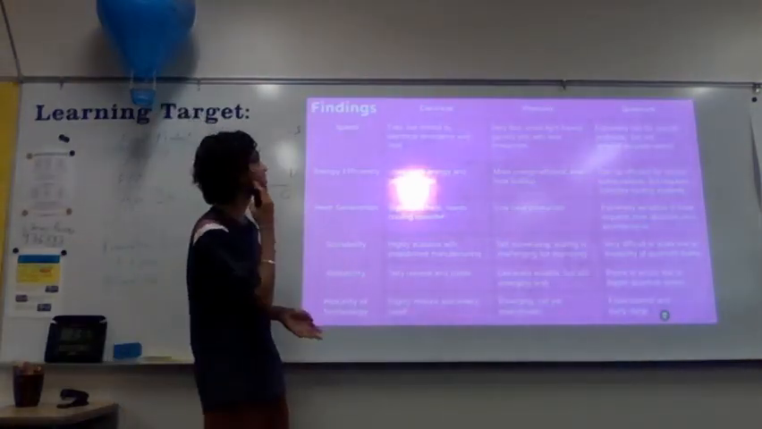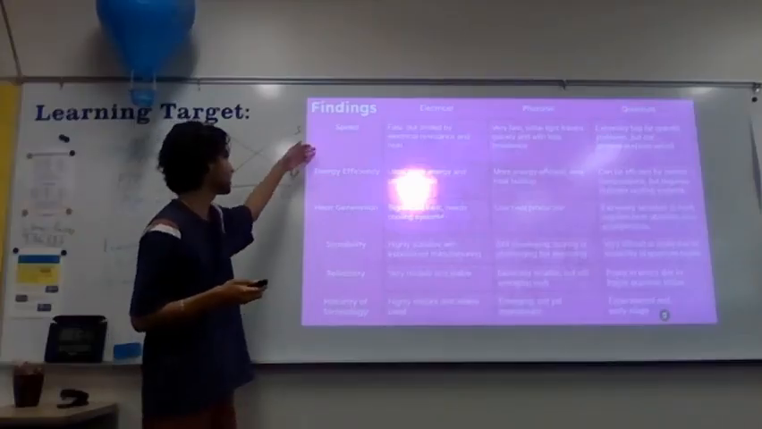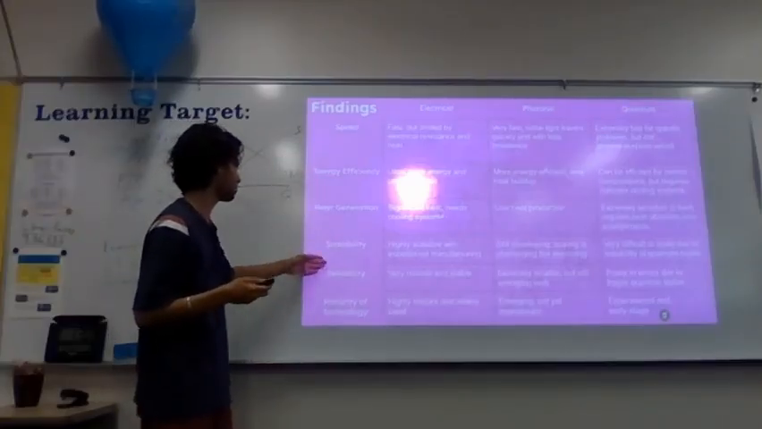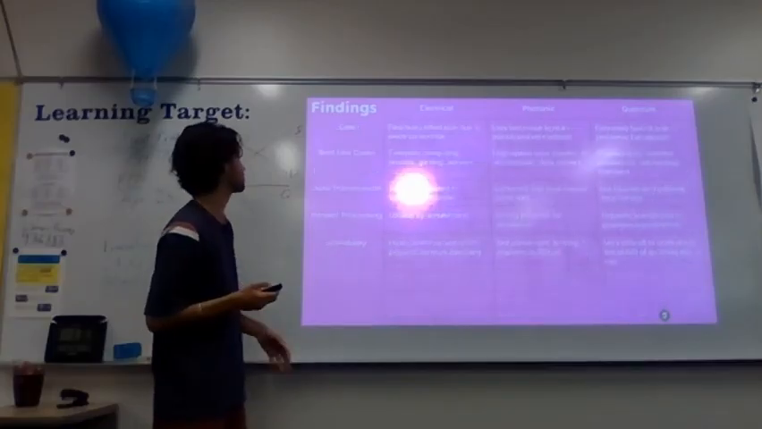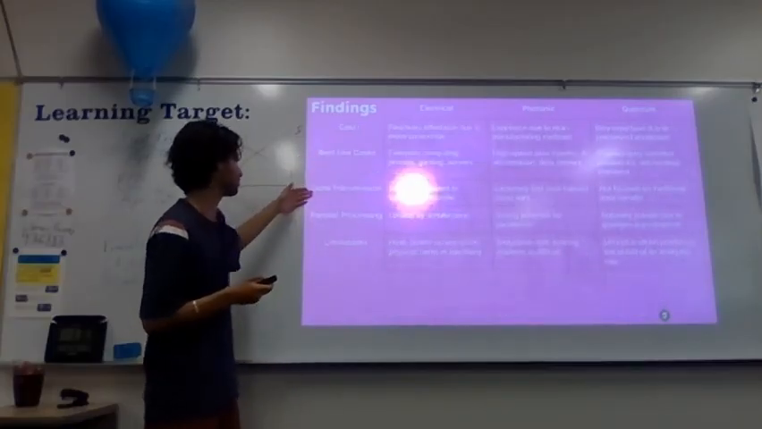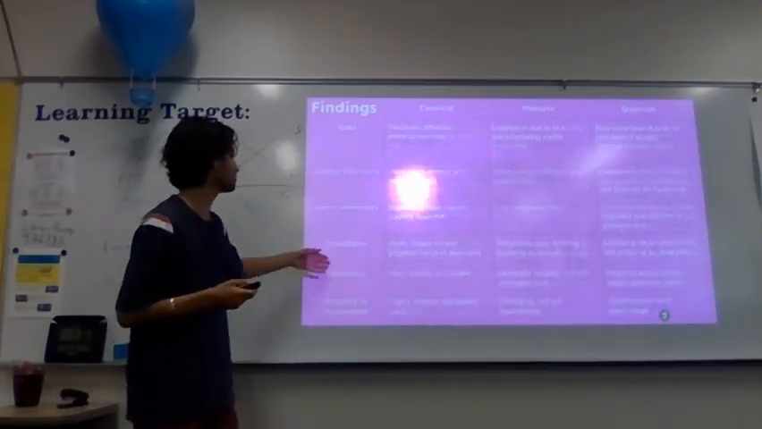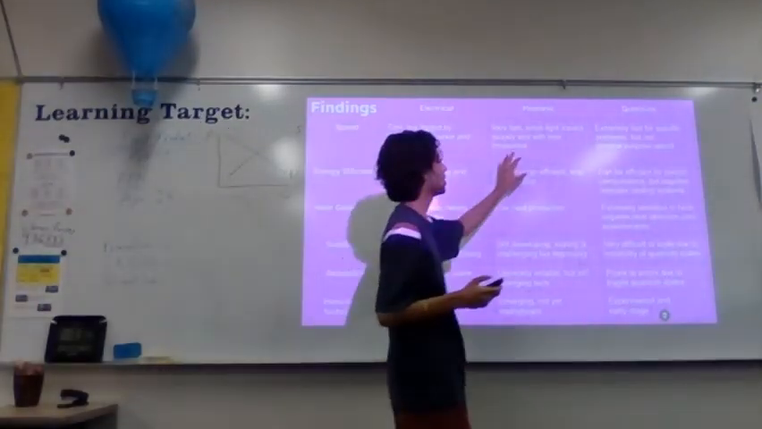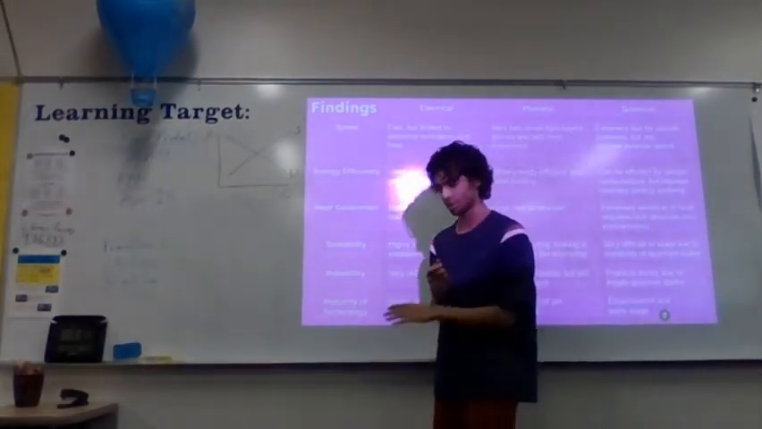So here are my findings. I researched different topics like speed, energy efficiency, heat generation, scalability, reliability, mature technology, cost, best use cases, data transmission, parallel processing, and limitations. And I compared electrical chips, photonic chips, and quantum chips.